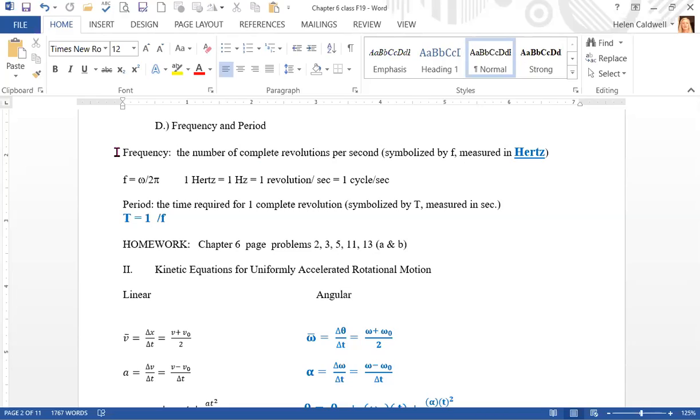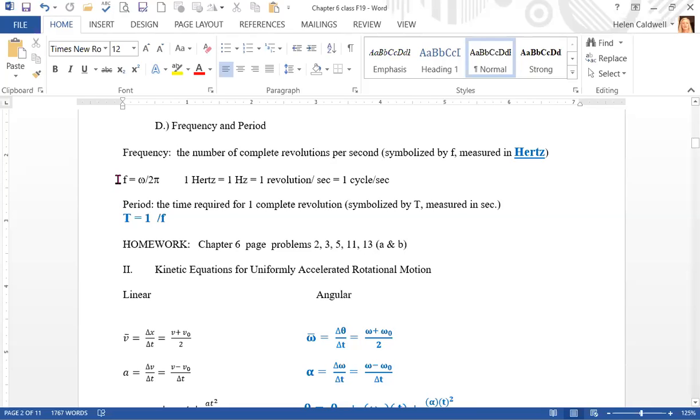Now there is a relationship between frequency and period. Period is the time required for 1 complete revolution, and we symbolize it by capital T, and it measures time, so it's in seconds. And the period will equal 1 divided by the frequency. So period and frequency are inversely related.